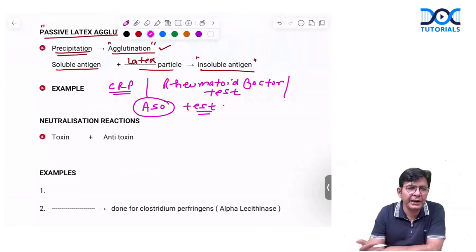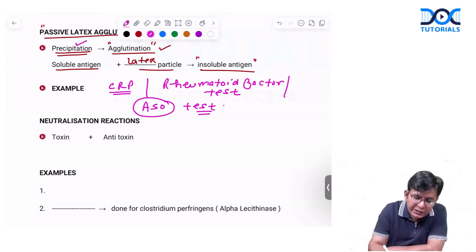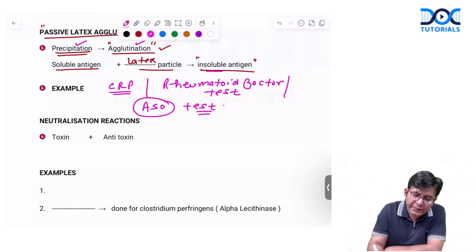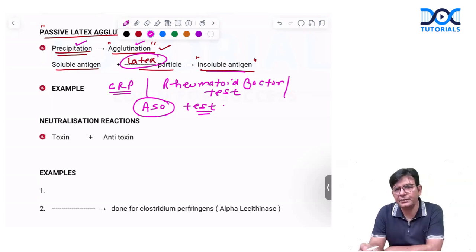So these three are the typical examples of passive latex agglutination tests. And what is the meaning of them? Previously, they were precipitation tests, but you have changed them into agglutination. Why have you changed them? Because they are better visualized. And how have you changed them? By adding a latex particle. So I suppose this portion is also clear regarding the card test.